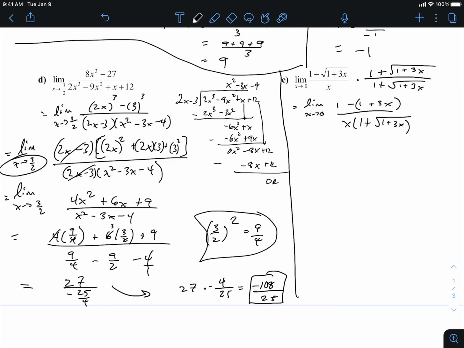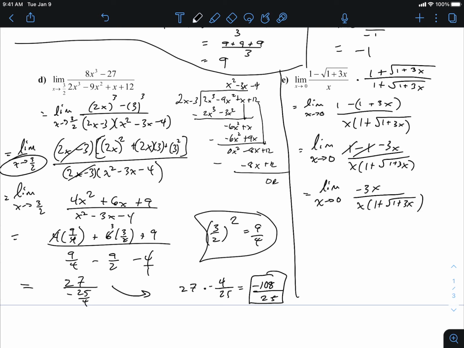Okay, so if I were to distribute this negative into the bracket in the numerator, you see the limit as x approaches 0 of 1 minus 1 minus 3x over x times 1 plus the square root of 1 plus 3x. Okay, the 1's create a 0 pair, they're going to cancel out. And then we're going to see the limit as x approaches 0 of negative 3x over x. Be more defined with the bracket here. The x's cancel with one another.